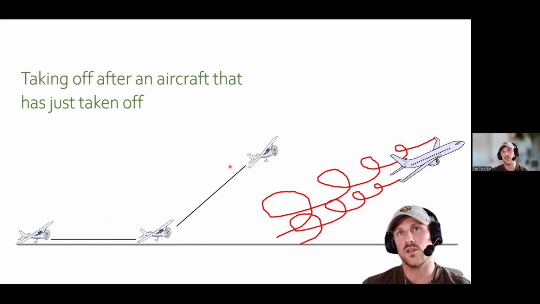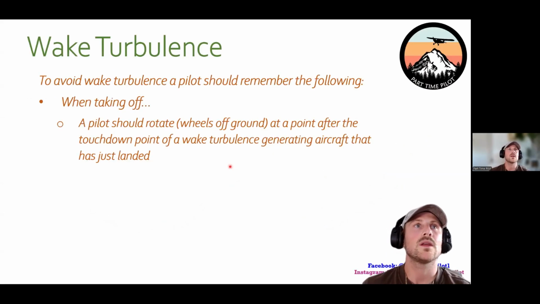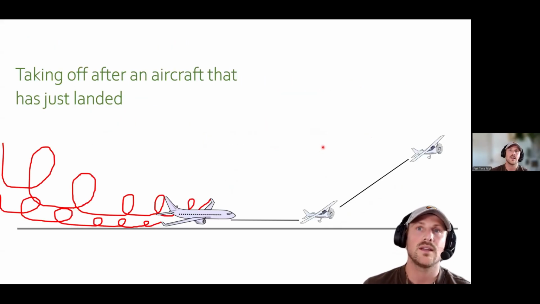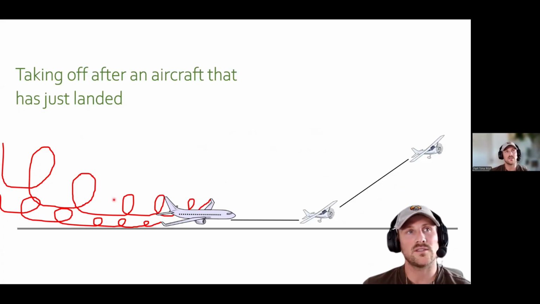And then we'll get into what I mean by the crosswinds here in a sec. We have a visual that explains that. All right. And then also when taking off, the pilot should rotate, wheels off the ground, at a point after the touchdown point of a wake turbulence generating aircraft that has just landed. So again, this aircraft has just landed. This is the approach path. We want to avoid anything below that because that's where the vortices go to.